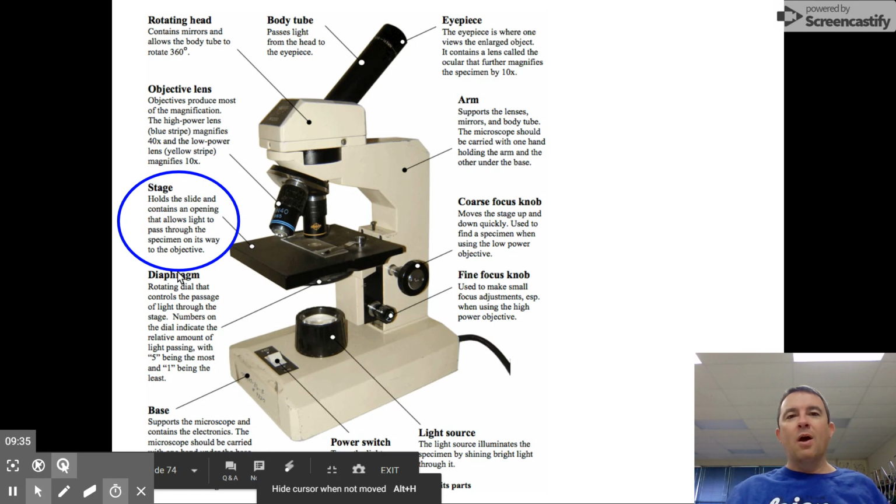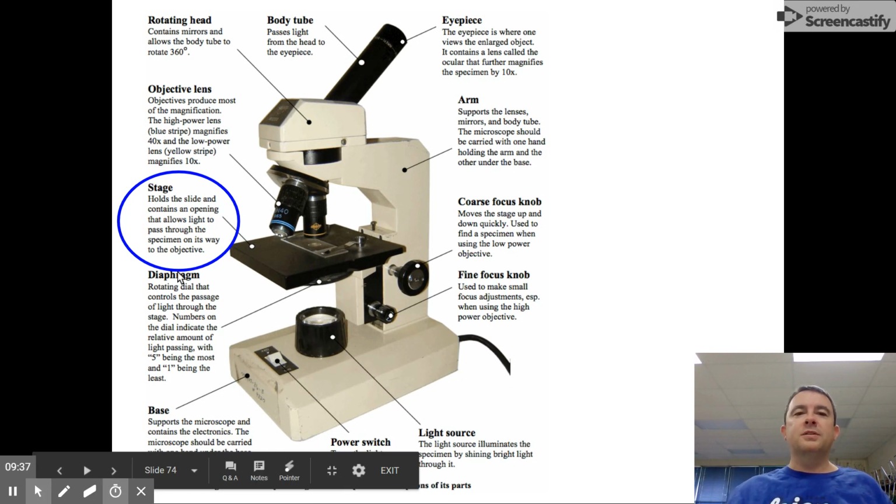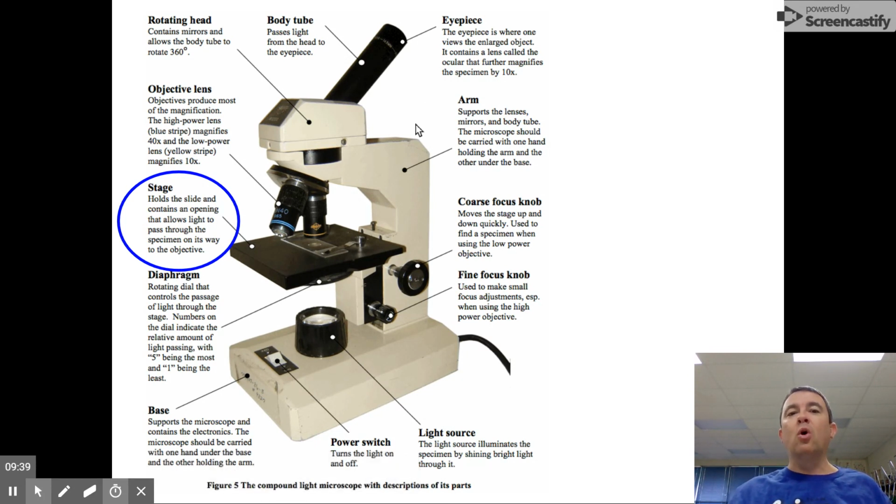Okay, so in our final segment, we'll discuss how to calculate the total magnification that you're using at any particular moment with the microscope.